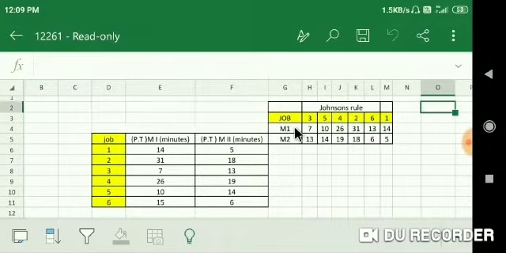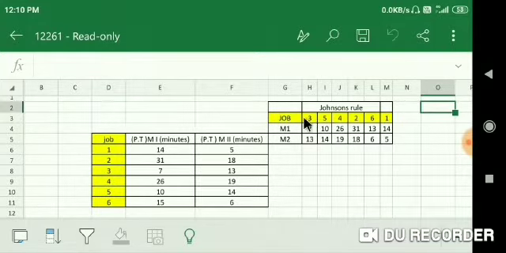Now we have arranged the processing times according to their respective jobs. For job 3, the processing time is 7, so we have put 7 here. Similarly, for machine M1, for job 5, the processing time is 10, so we have put 10 here. In this way, we have to arrange all the processing times of machine M1 and machine M2.